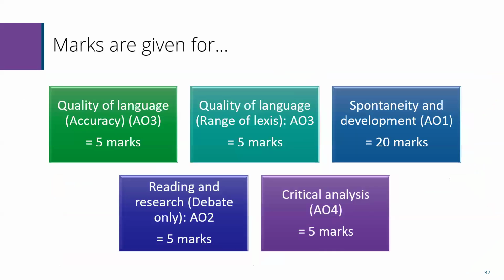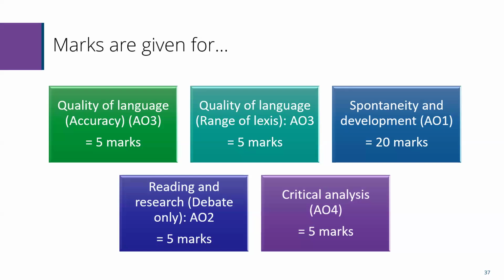And so if we just have a look now at what marks are given for in this Unit 3, again, we've got quality of language in terms of accuracy and quality of language in terms of range. So 5 marks each for accuracy and for range of lexis, range of vocabulary. Look, 20 marks again for that spontaneity and development. So is there proper challenge in the debate and so on? Are we seeing those things happening? Are the candidates leading? Are they developing their ideas?